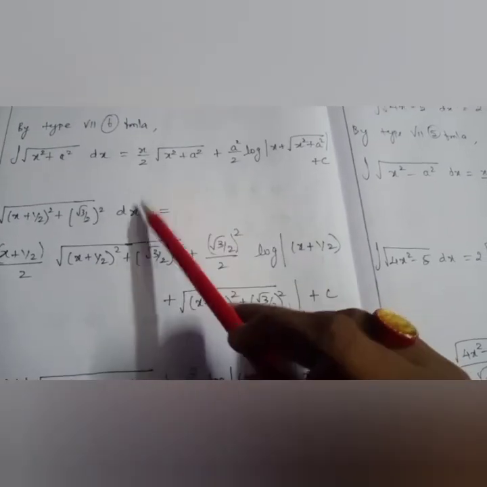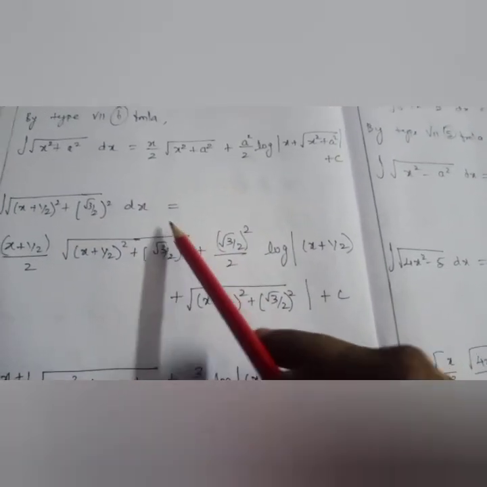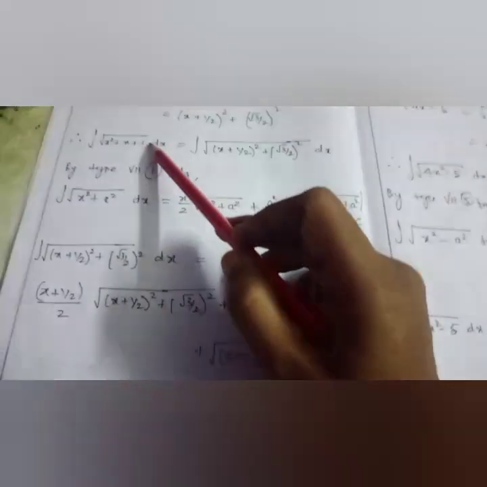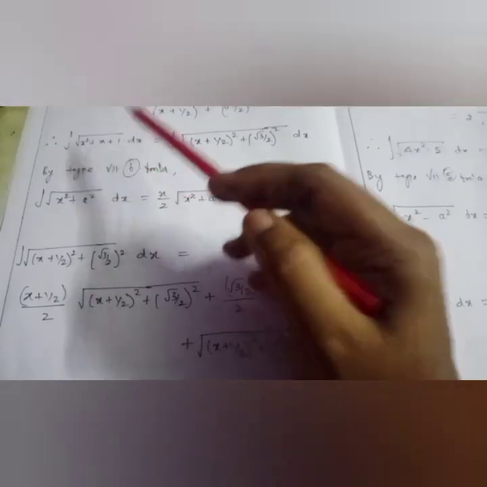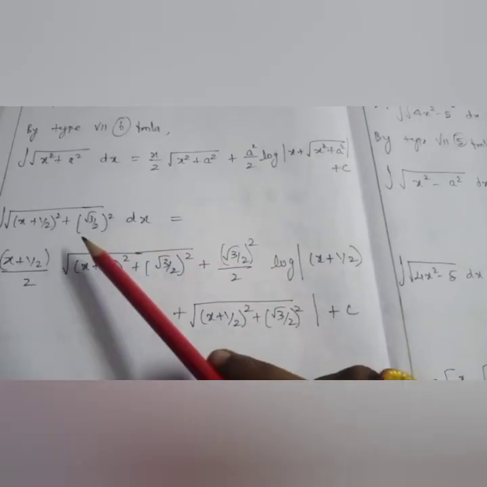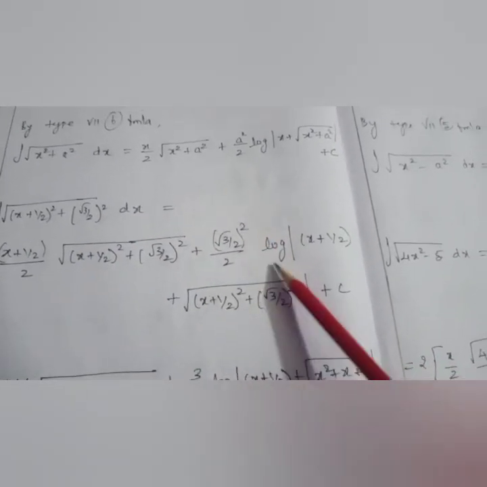Next, root of x square plus a square, that is root of x plus 1 by 2 the whole square plus root 3 by 2 the whole square. You need not worry about the expression in the root. Once again it will get back to the original form, because that is what we are splitting by the completing square method. Again plus a square by 2. What is your a here? That is root 3 by 2 the whole square by 2 log x.